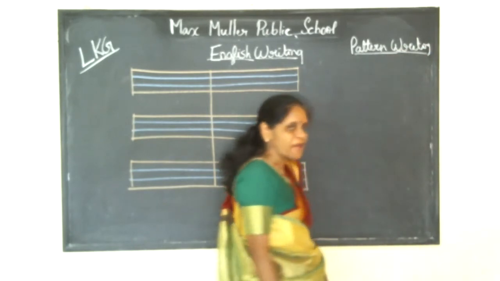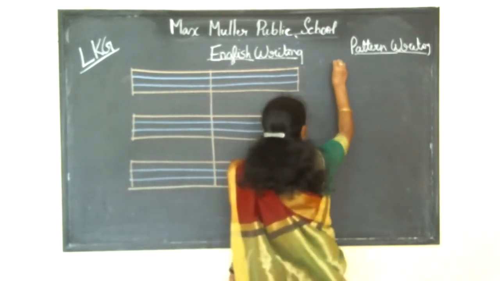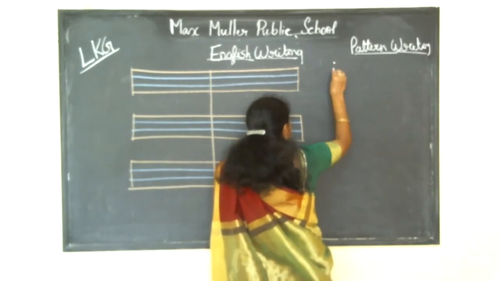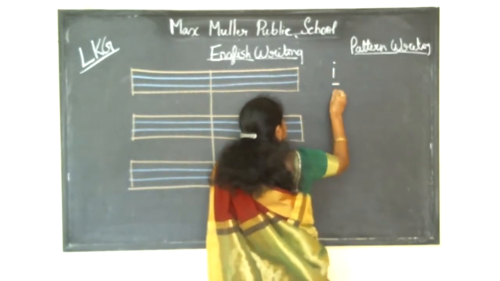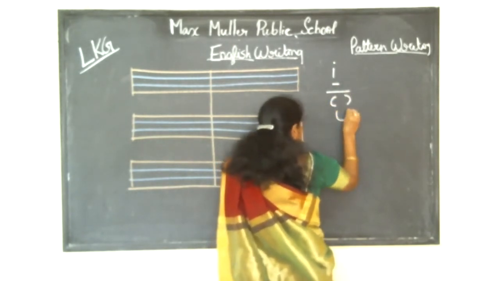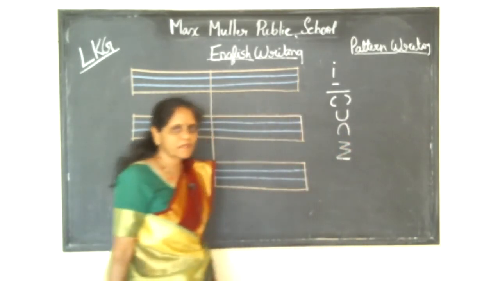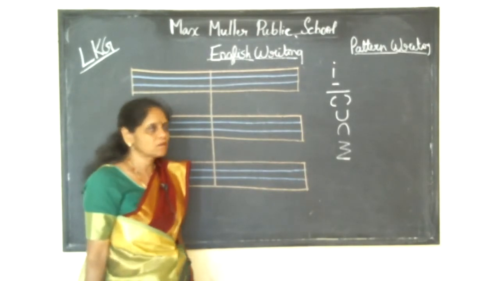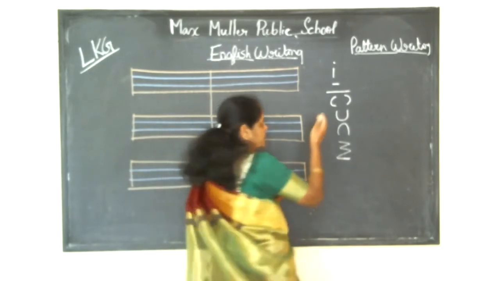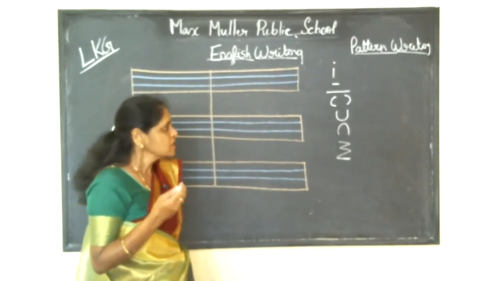So we'll revise once the pattern writing and then start with the next portion. Okay? Dot, standing line, dash, sleeping line, curves, up curve, down curve, zigzag. Okay, children? So in the previous class, what pattern writing did you learn? Dot, standing line, dash, sleeping line, curves, up curve, down curve, and zigzag.